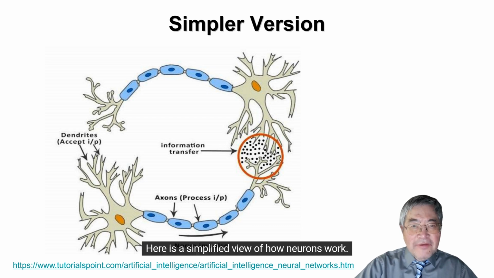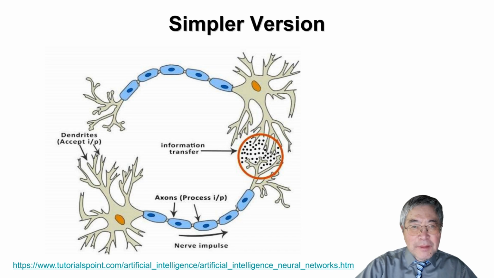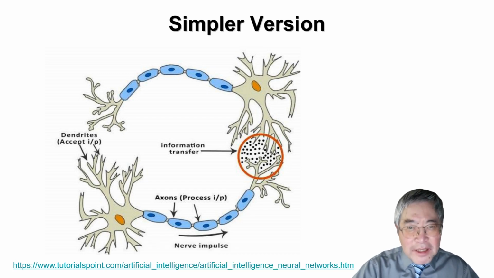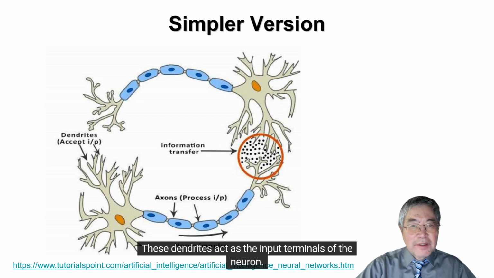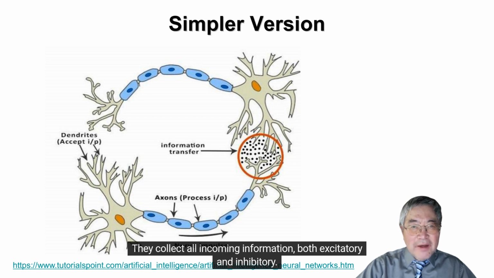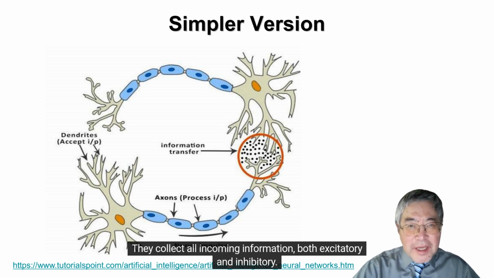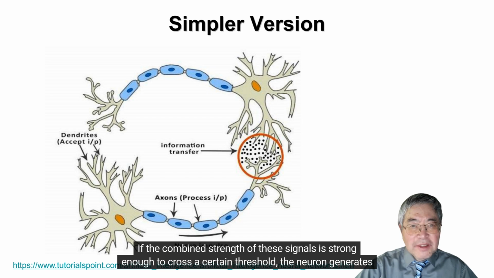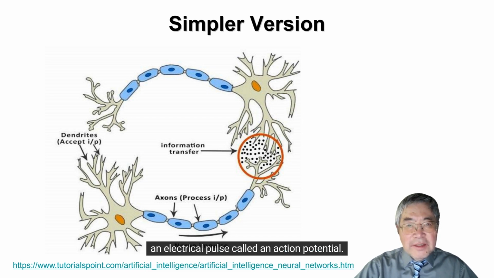Here is a simplified view of how neurons work. Think of this as the basic flow of information in our nervous system. Incoming signals, whether from the outside world or from other neurons, arrive at the dendrites. These dendrites act as the input terminals of the neuron. They collect all incoming information, both excitatory and inhibitory. If the combined strength of these signals is strong enough to cross a certain threshold, the neuron generates an electrical pulse called an action potential.